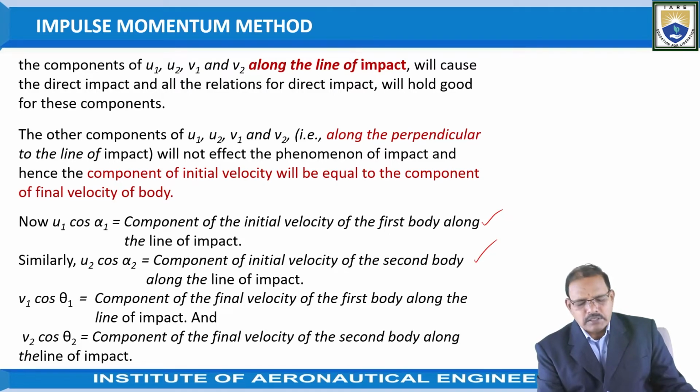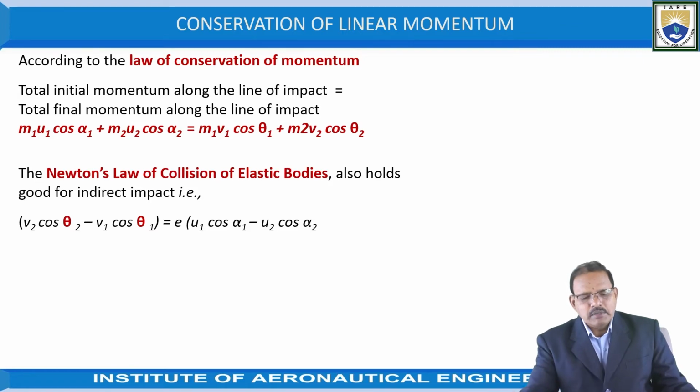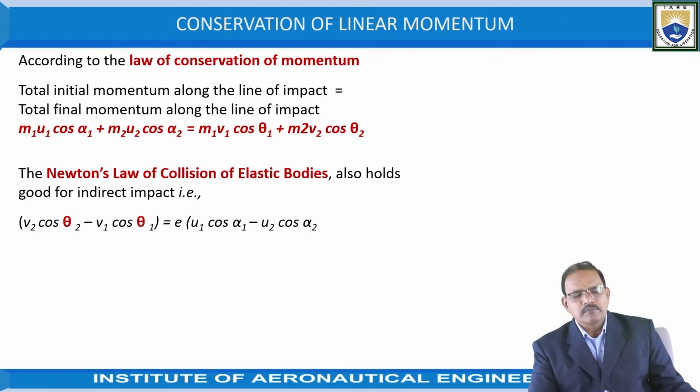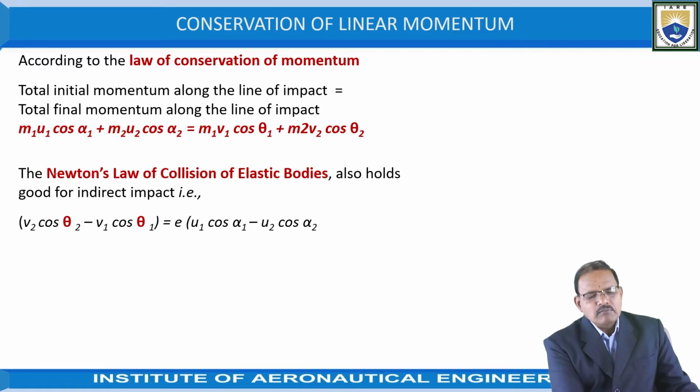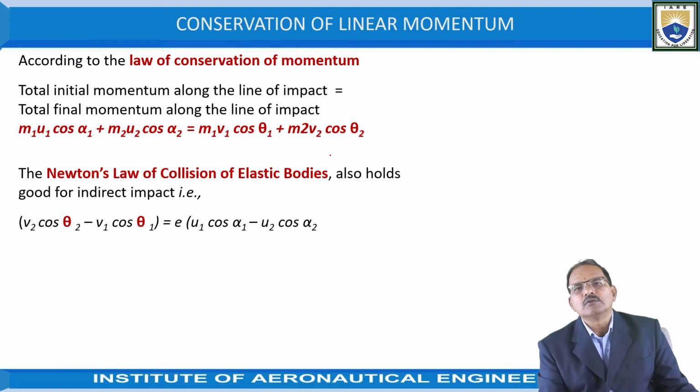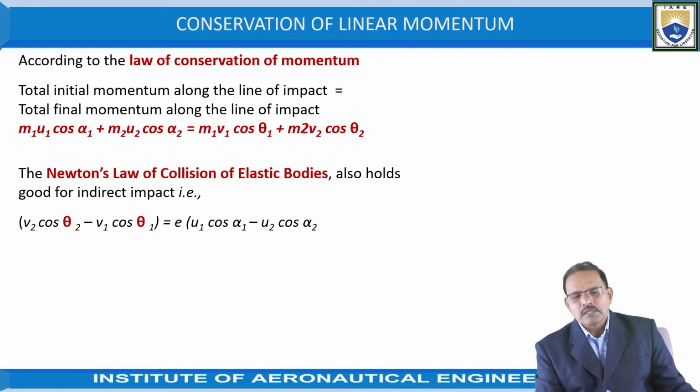Similarly, v1 cos theta 1 represents the component of the final velocity of the first body after the collision, and v2 cos theta 2 represents the component of the final velocity of the second body after the collision. According to the law of conservation of momentum, the momentum possessed by the bodies before the collision in the direction of the line of impact, m1 u1 cos alpha 1 plus m2 u2 cos alpha 2, should be equal to m1 v1 cos theta 1 plus m2 v2 cos theta 2.